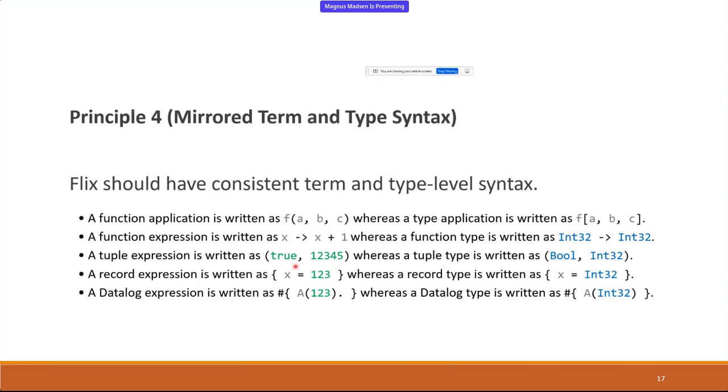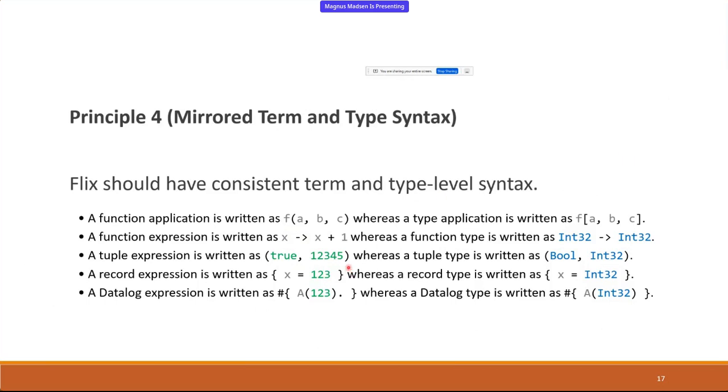Similarly for tuples, you write them like this, and their type are like this. So you can see that the expression syntax is sort of mirrored in the syntax of the type. And this means that the programmer has to sort of learn less syntax to use the language. And also the language feels more predictable.